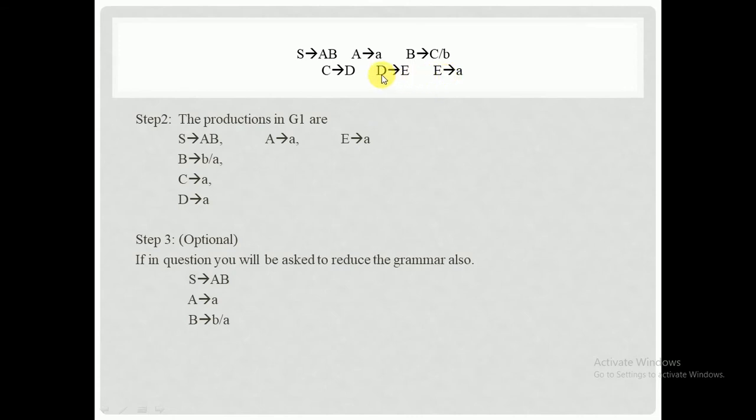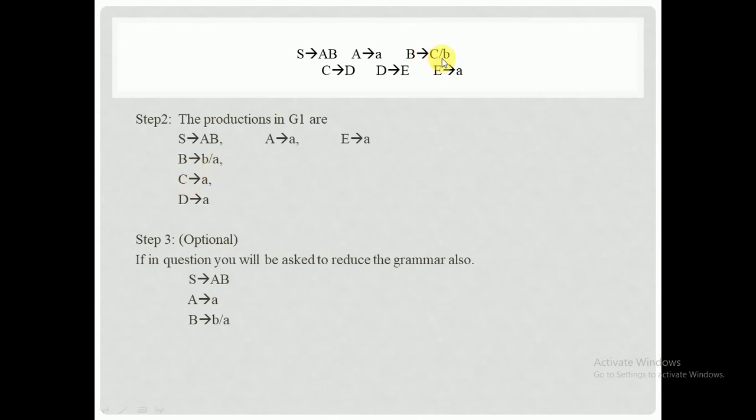You will get D goes to small a. If you get D goes to small a, you can similarly replace D's value in this and you will get C goes to small a, and ultimately B goes to small a. So I hope you understand the process. So here you will write C goes to small a, D goes to small a, and for B goes to small b is the original production, and for C goes to A.